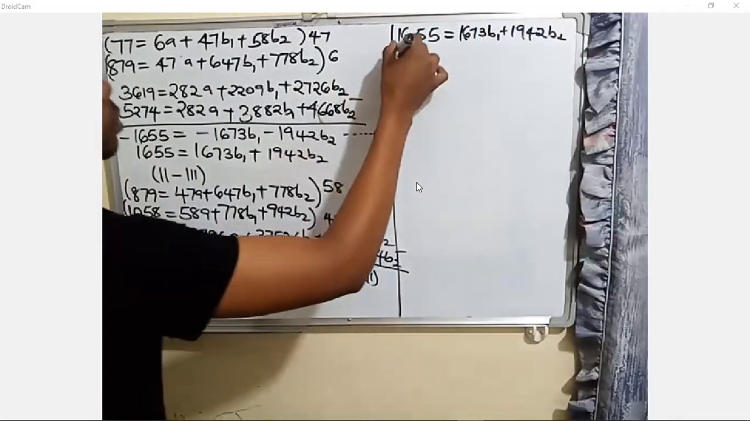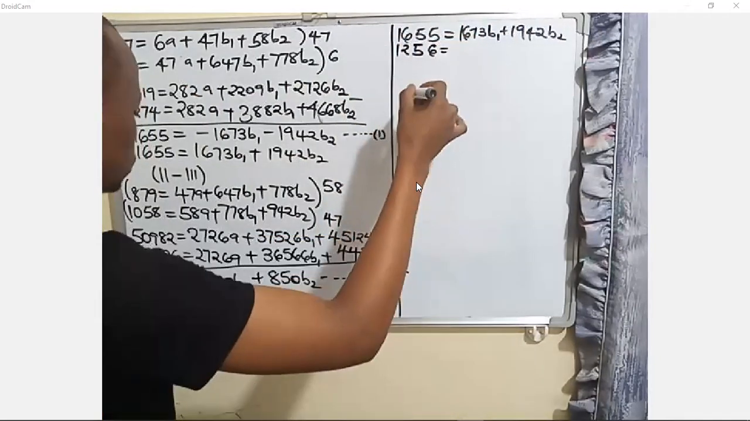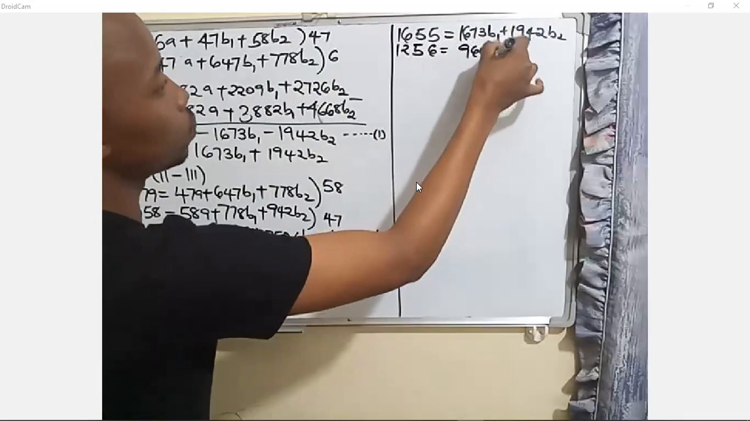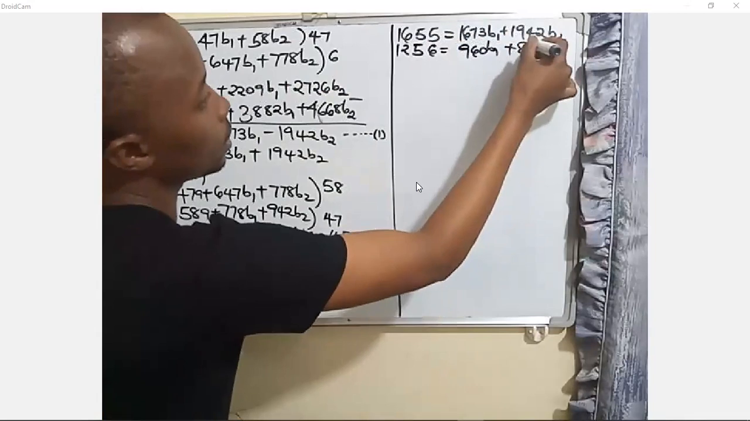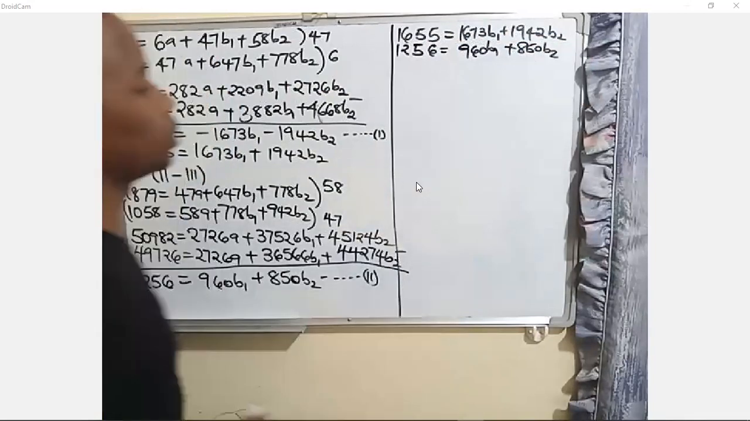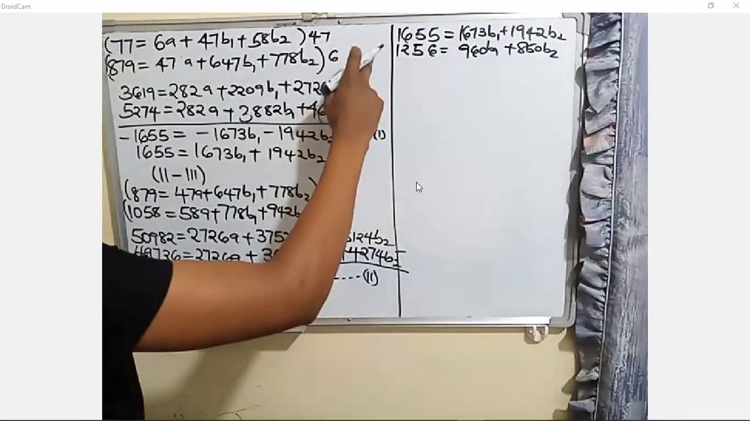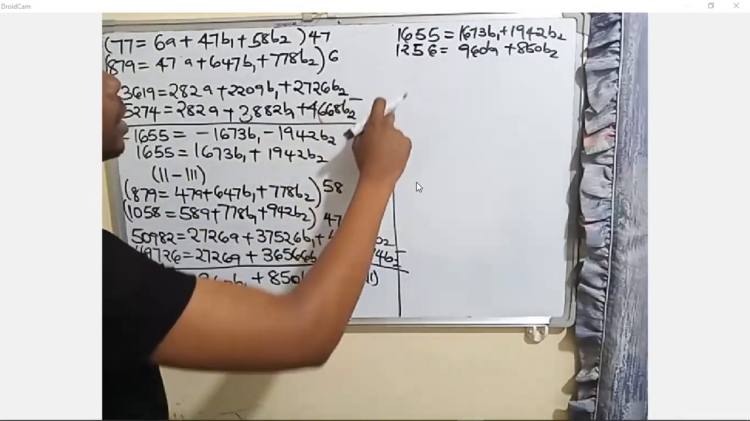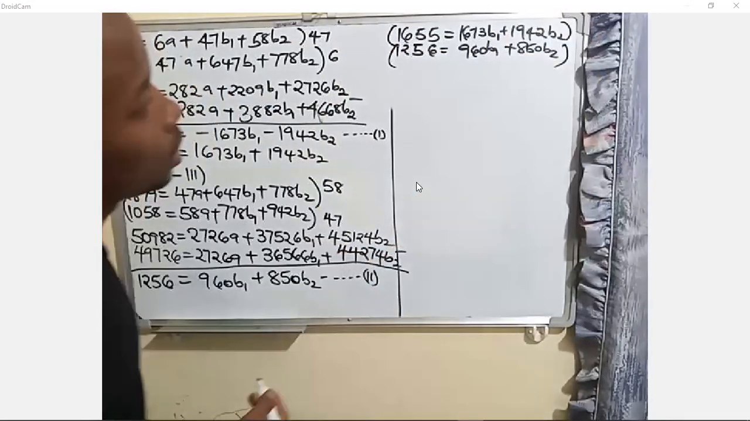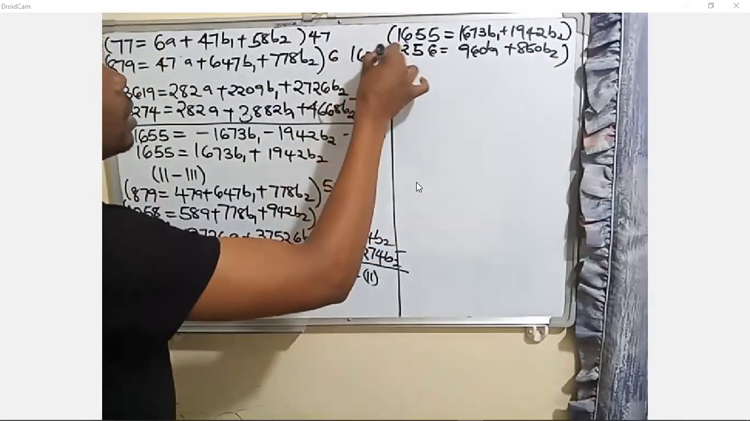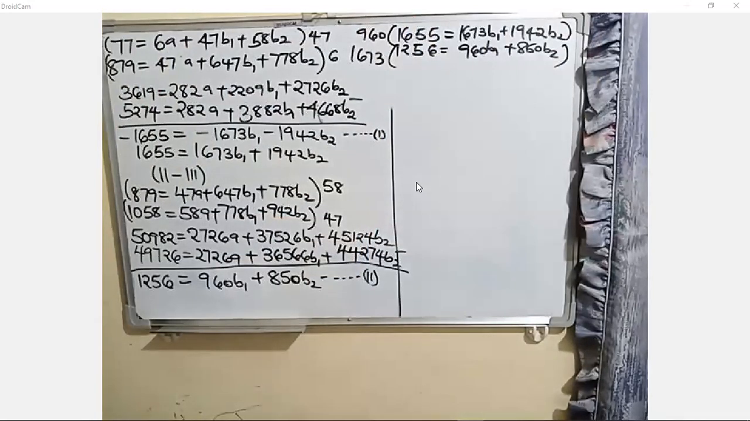Then I take the second one, 1256, which is equal to 960 B1 plus 850 B2. Now let us eliminate B1. I multiply my first equation with 960 and the second equation with 1673.